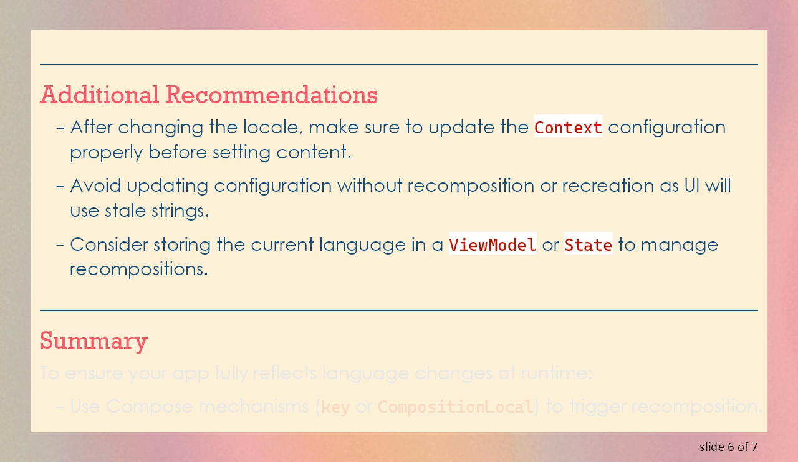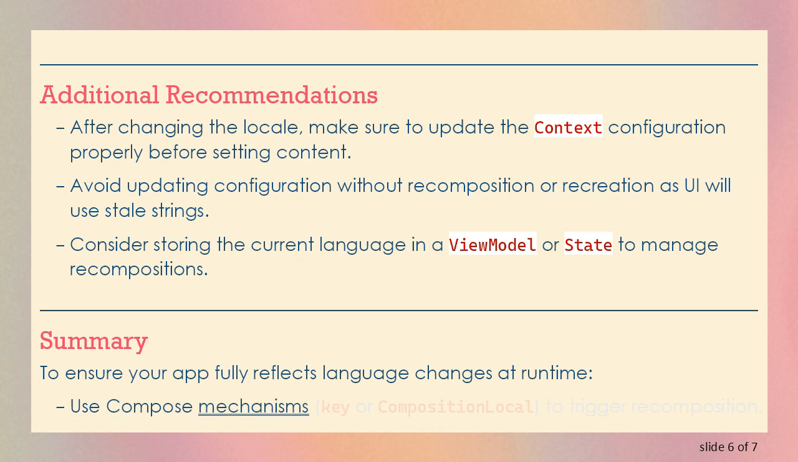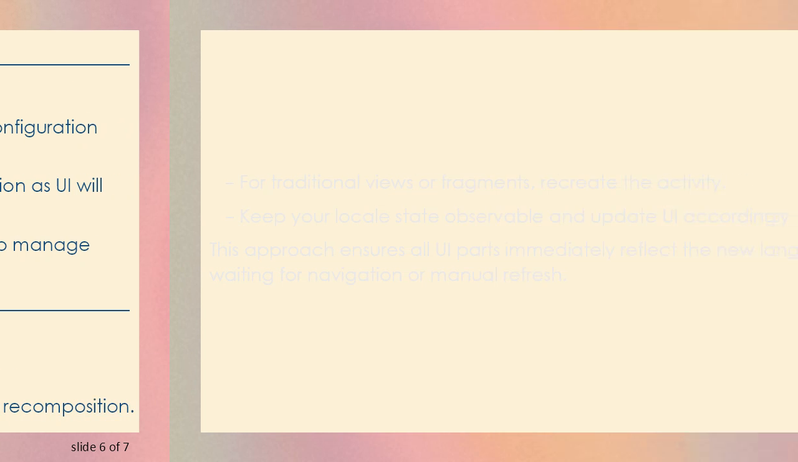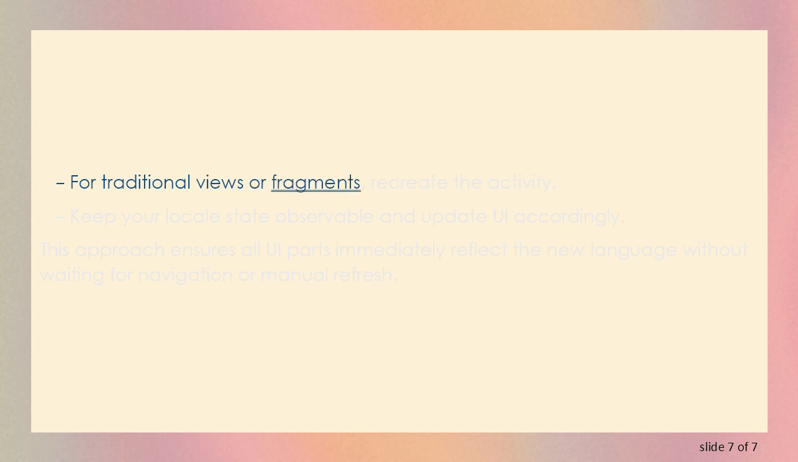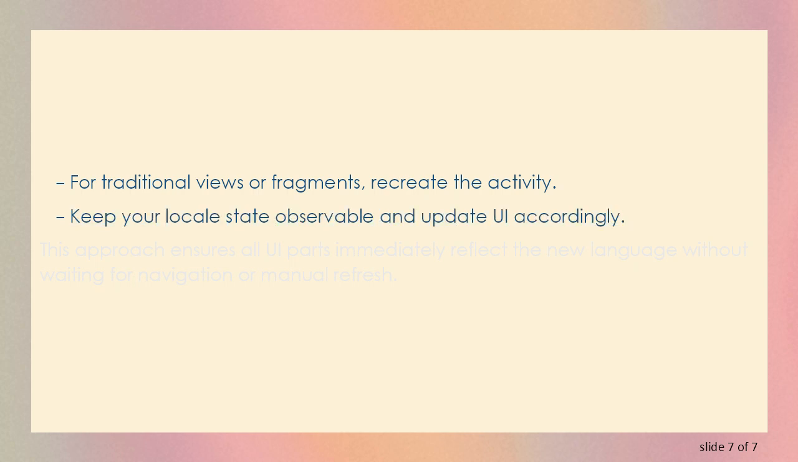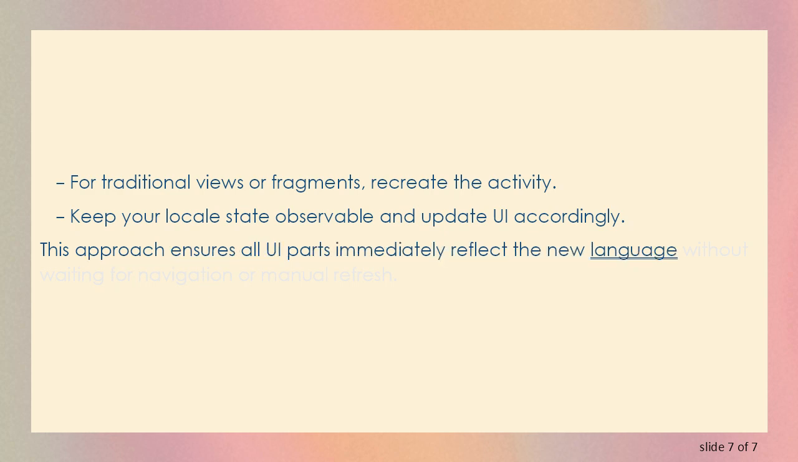Summary. To ensure your app fully reflects language changes at runtime, use compose mechanisms, key or composition local, to trigger recomposition. For traditional views or fragments, recreate the activity. Keep your locale state observable and update UI accordingly. This approach ensures all UI parts immediately reflect the new language without waiting for navigation or manual refresh.